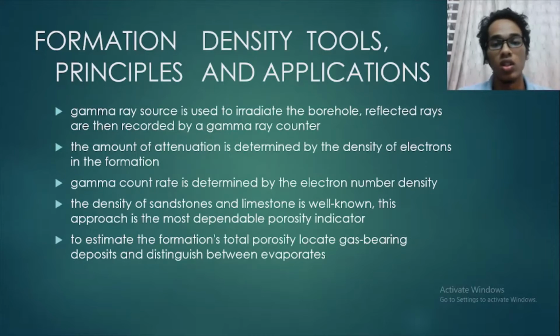Next is formation density tool principle and its application. Formation density tool. A gamma ray source is used to irradiate the borehole wall in a formation density log. The reflected rays are then recorded by a gamma ray counter. The formation density log determines the formation bulk density. Its primary purpose is to calculate the formation total porosity. It can also be used to locate gas-bearing deposits and distinguish between evaporites.